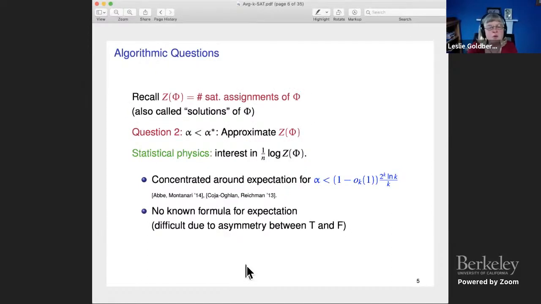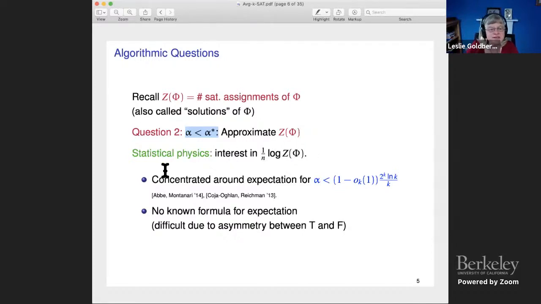Okay, but we're interested also in the number of satisfying assignments. And so the second question you might ask is not just finding one, but can you approximate this number of satisfying assignments? And of course, as you all know, sometimes we don't really want to approximate Z itself, but we might want to approximate its log to get at various physical quantities.